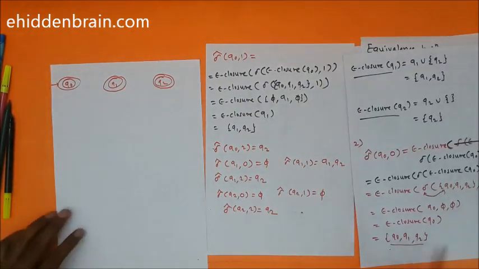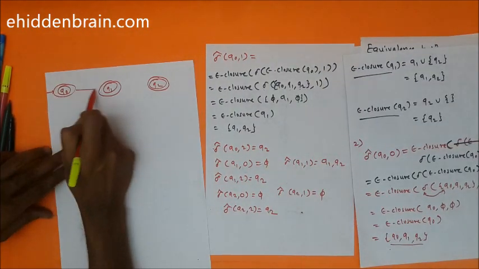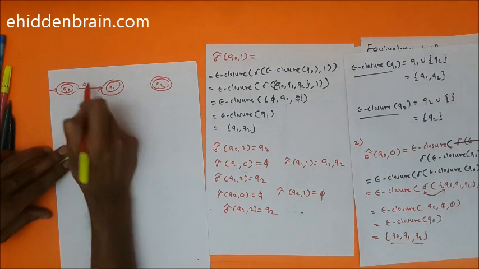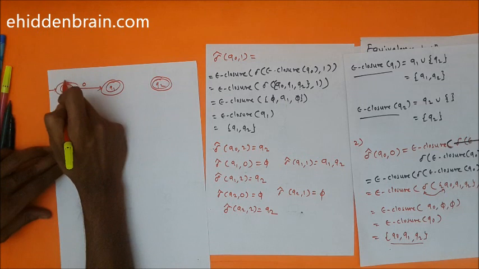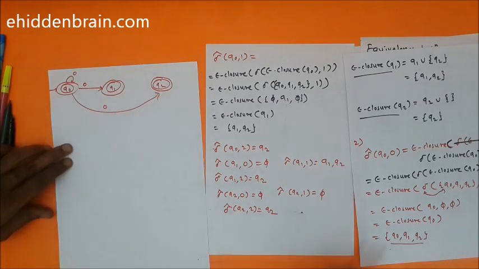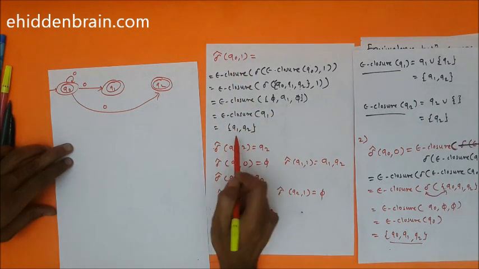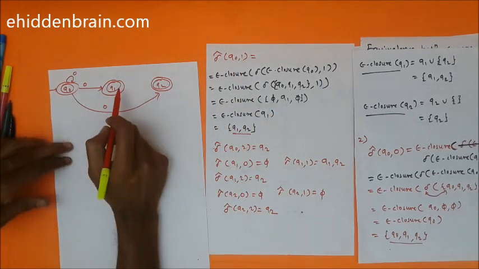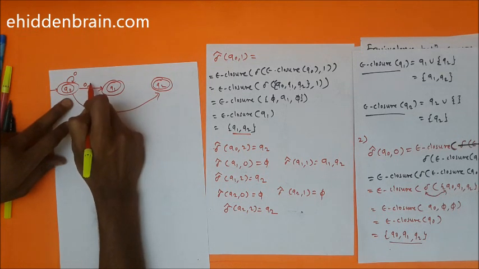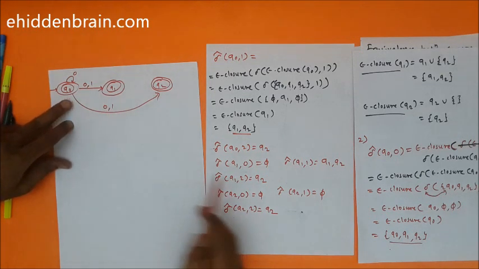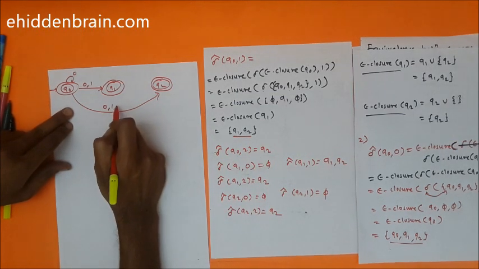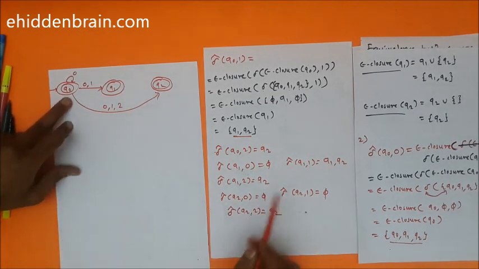Okay, now what we will do is, we require these transitions. So on Q0 for 0, I'm going to Q0, I'm going to Q1, and I'm going to Q2 also, right? Similarly, on Q0 for 1, I'm going to Q1 and Q2. Now let's go to the next symbol. On Q0 for 2, I'm going to Q2. So that way you can see this.